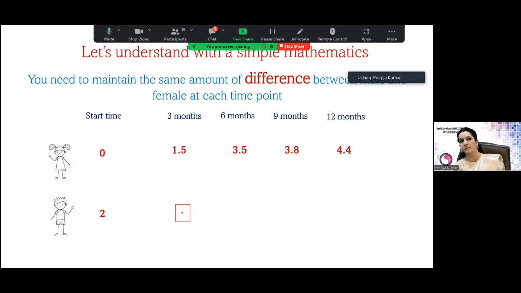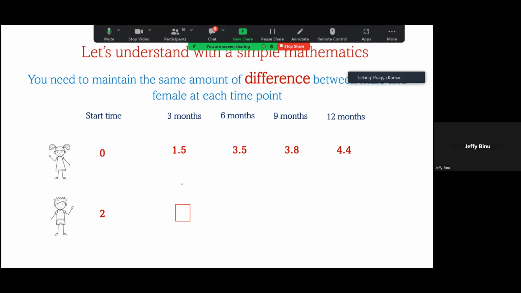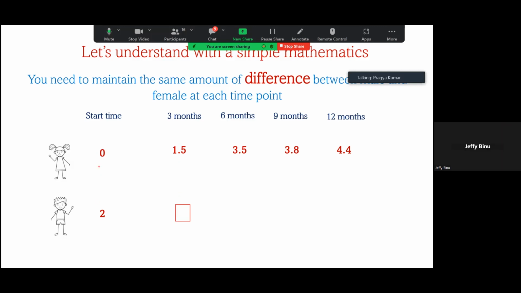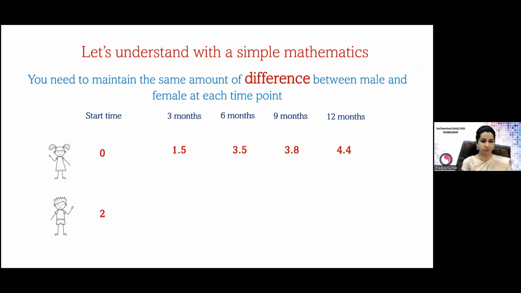Yes, let me see the chat box. 3. So if you put 3, then the difference will be 1.5. But here the difference is 2. Okay, so it is 3.5. Yes, true. It is 3.5. What about this next one?